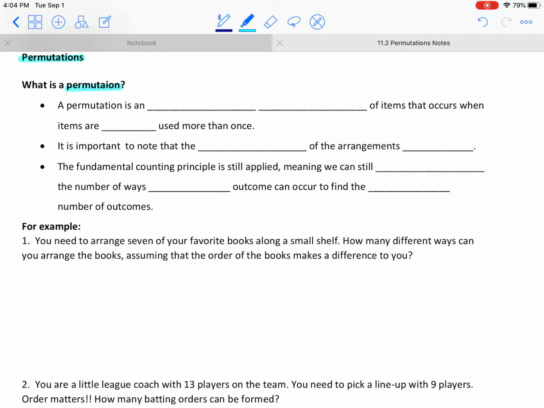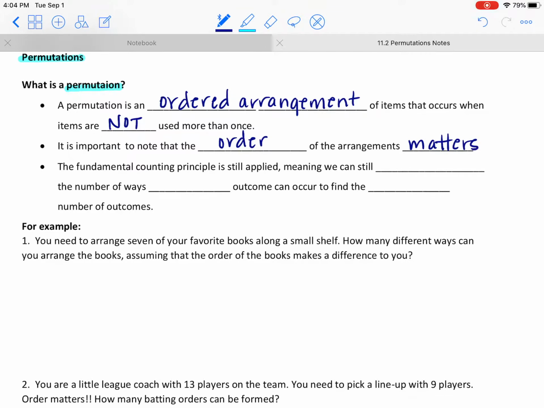A permutation is what we call an ordered arrangement, okay? More specifically, it's an ordered arrangement of items, things, people, whatever it is, that occurs when none of the items are used more than once. So items are not used more than once. And it's really important to note that the order matters. It's an ordered arrangement, okay? The order of these arrangements matters.